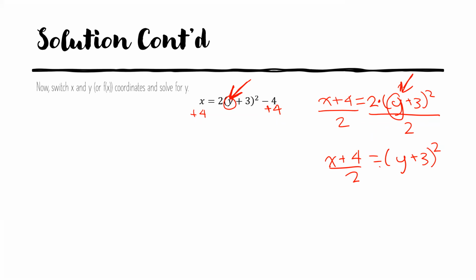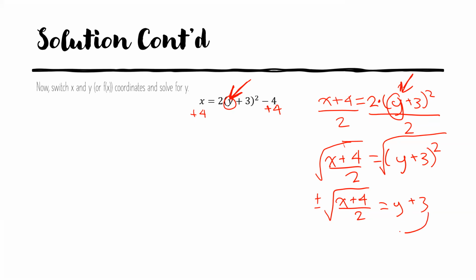Then what we do next is we take the square root. So we don't subtract the 3 yet. We take the square root. And then we end up with y plus 3 is equal to positive or negative square root of x plus 4 over 2. So we are taking the positive and negative square root of x plus 4 over 2. And then my very last step here, I simply subtract the 3 on both sides.